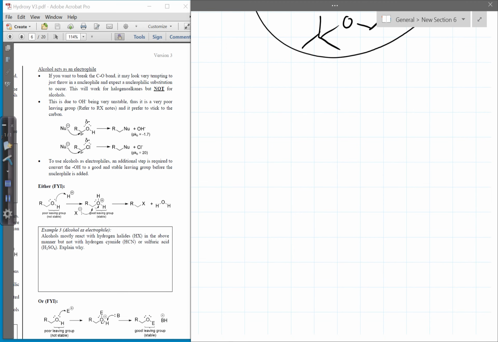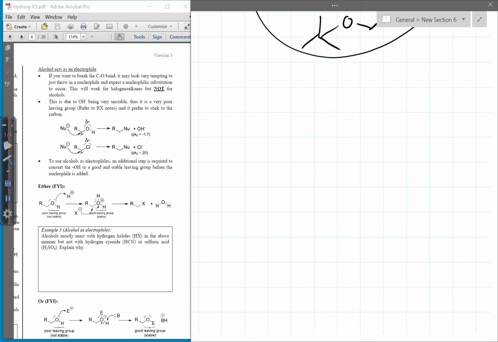Next, alcohol acting as an electrophile. So if you want to break the CO bond, it may look very tempting to just throw in a nucleophile and expect a nucleophilic substitution to occur, but like what we discussed the other time, it will work for halogenoalkanes but not for your alcohols, right? Because OH minus is very unstable. We talked about leaving group stability the other time, right? So it's a very poor leaving group and it prefers to stick to the carbon, right?